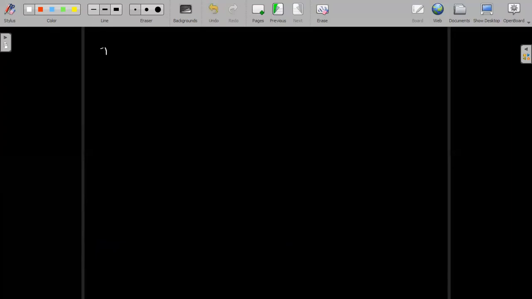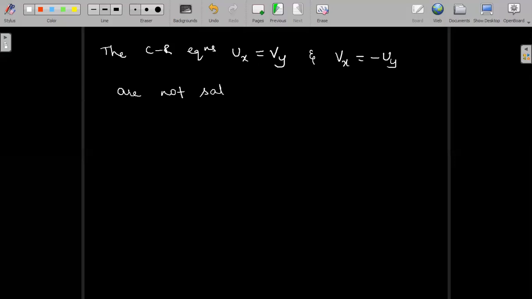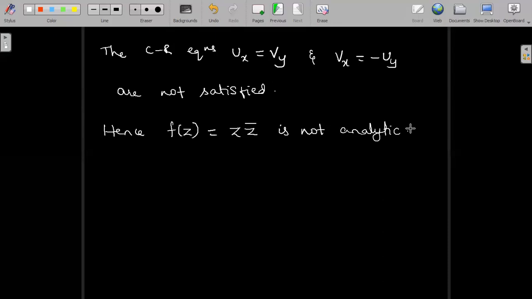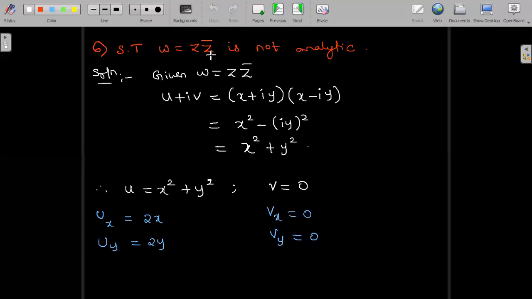The CR equations ux is equal to vy and vx is equal to minus uy are not satisfied. They are not equal. Hence, the given function f of z, z into z bar, is not analytic. Of course it was a simple problem. Once it is not analytic, we are not going to find its derivative. We just have to prove that the given function z into z bar is not analytic.